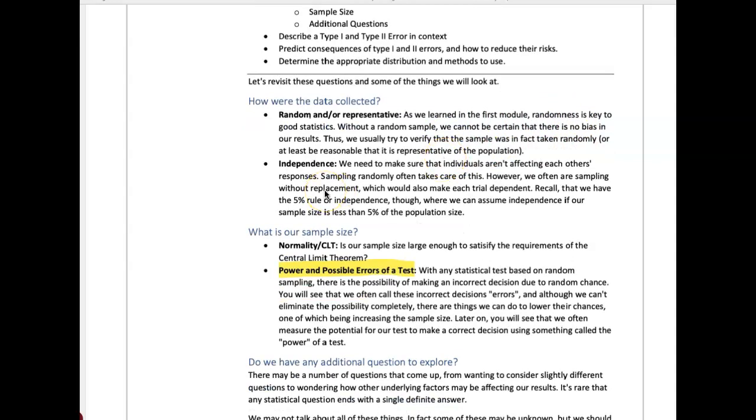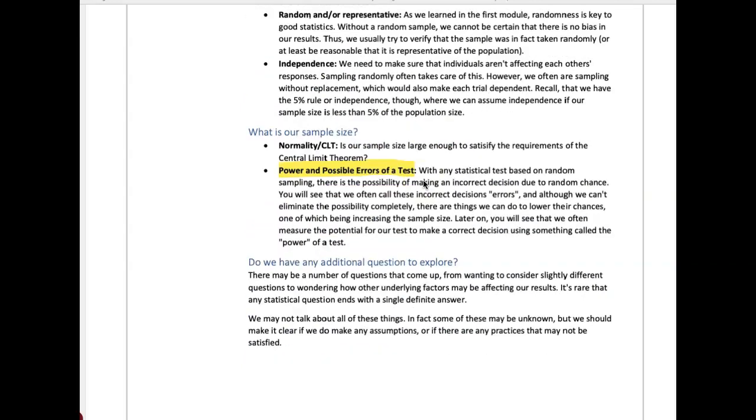Is the data independent? We can use the 5% rule to determine that the sample is less than 5% of the population. Then we can assume independence. Is the sample size large enough too, to assume normality, that we have a normal distribution?